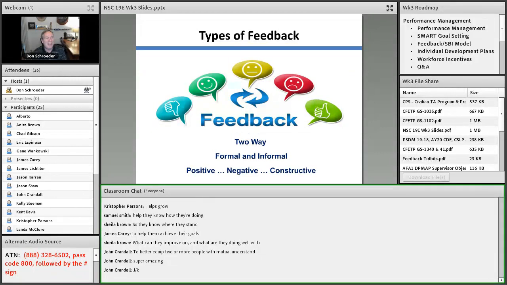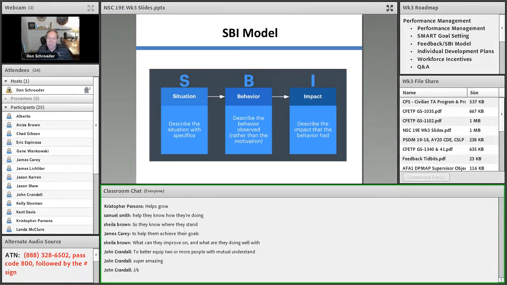Probably not. So when it comes to the SBI thing right here, we've got situation, behavior, impact. In other words, when we're talking about the feedback model, situation: describe the situation with specifics. We want to be as specific as possible. The behavior: this is what you observed. And the impact: this was the impact of that particular behavior.